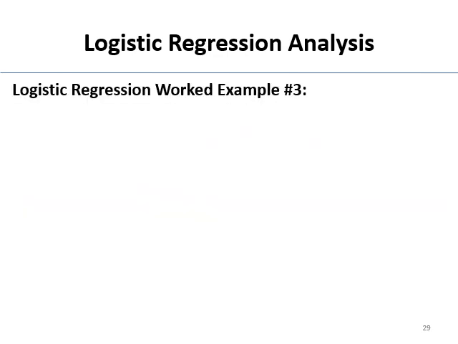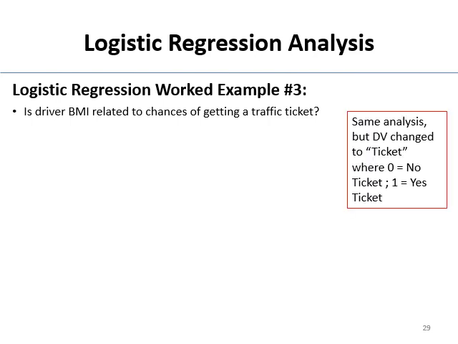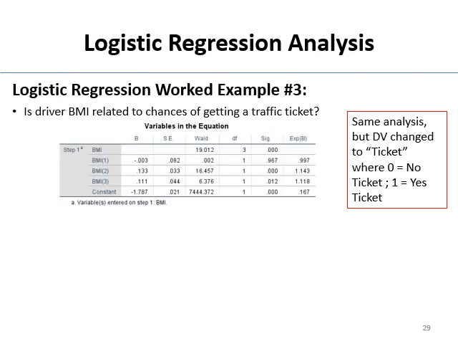So let's do a slightly more complex example. Is your driver BMI related to your chances of getting a ticket during your first year of driving? It's the same analysis, but instead I've changed the DV here to ticket instead of crashed. So again, 0 is no, you didn't get a ticket your first year. 1 is yes, you did get a ticket. And here's that variables in the equation table.